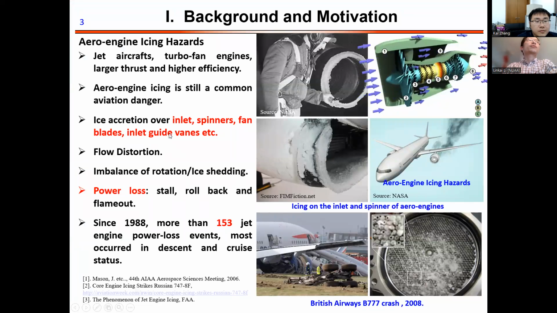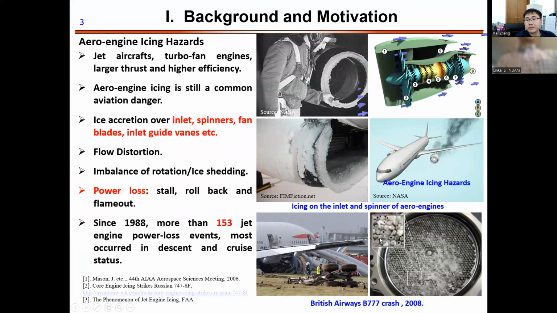For example, these ice accretions will cause power loss of the aero-engine, like stall, roll back, and flame out. Since 1988, there have been more than 150 jet engine power loss events, and these mostly happened in the descent and cruise status. And here is one example, the British Airways 777 crash in 2008. There was an ice block at the inlet of the system, which caused the crash of this aircraft.